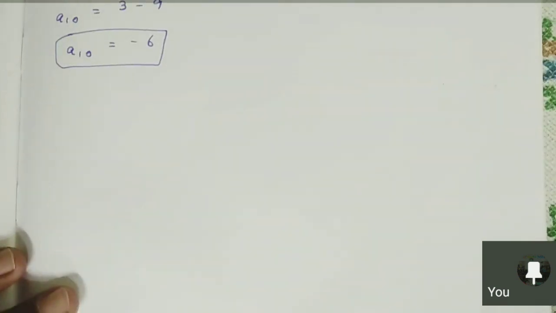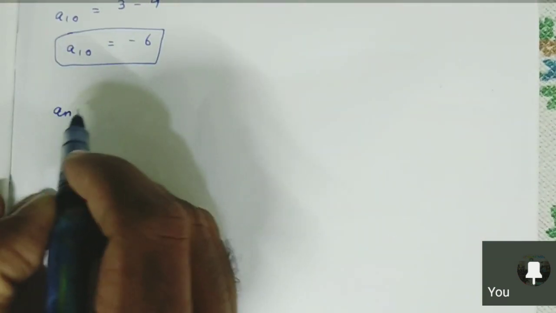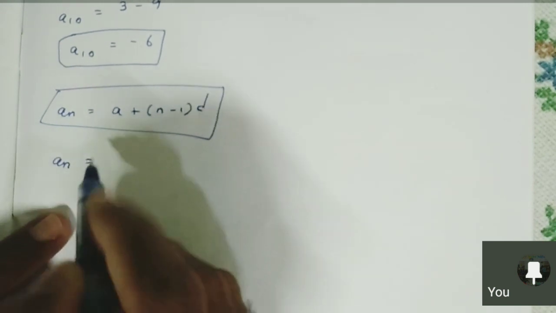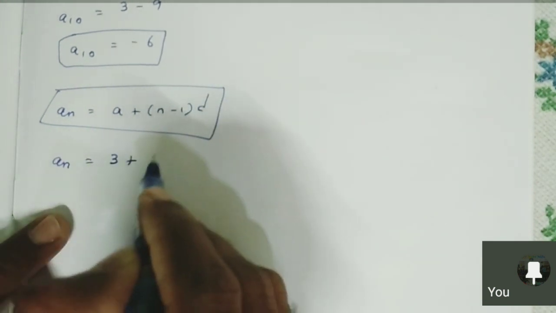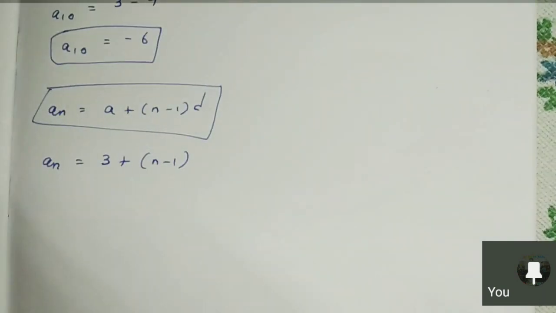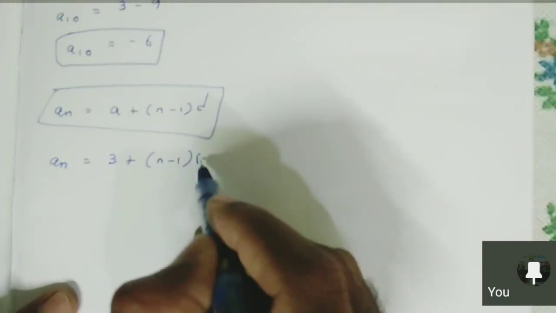AN. Very good. AN is equal to, we know the formula, what is it? A plus n minus 1 into D. So in this formula, for AN we need to find the A value. What is it? 3. And n minus 1, D value? Minus 1. D value is minus 1, sir.